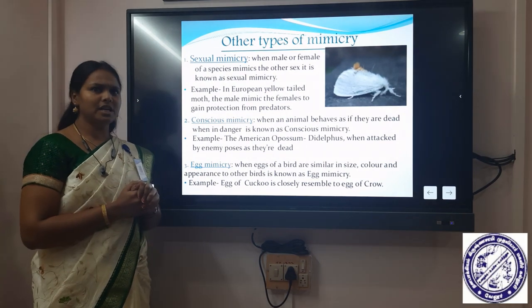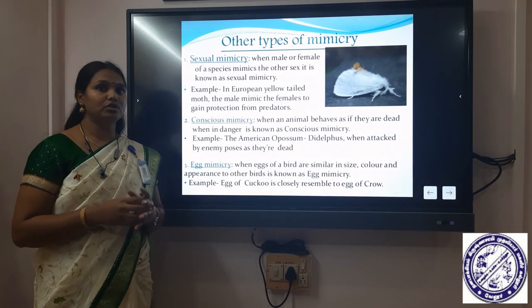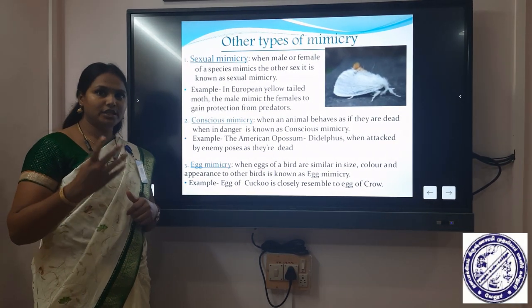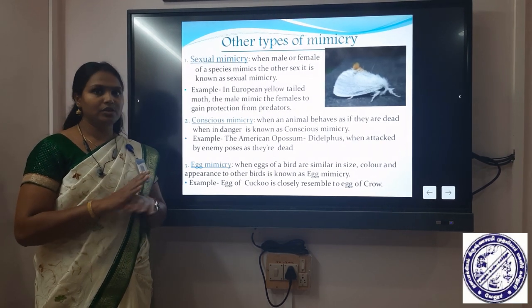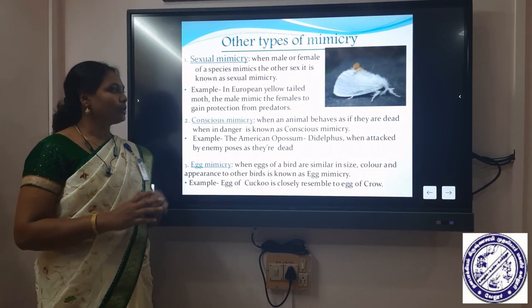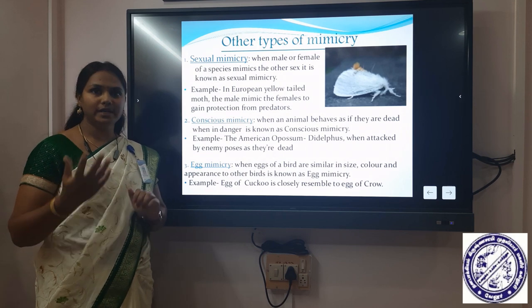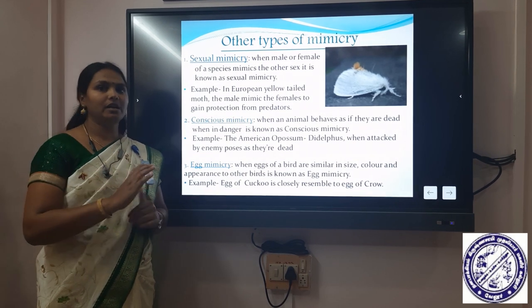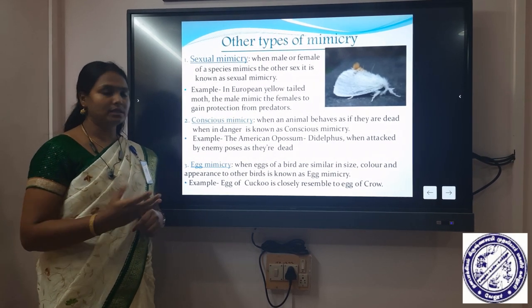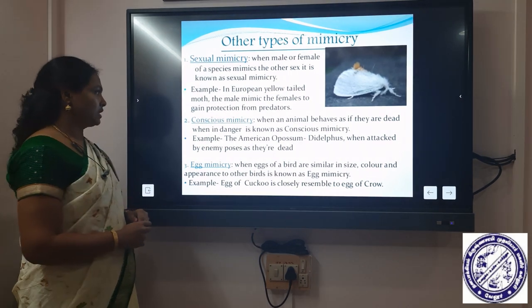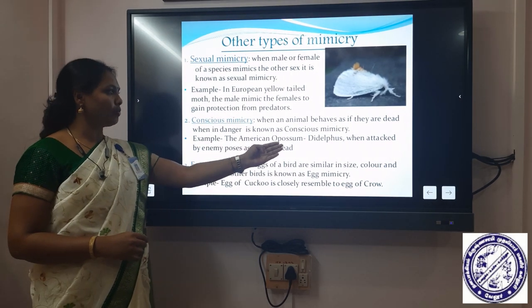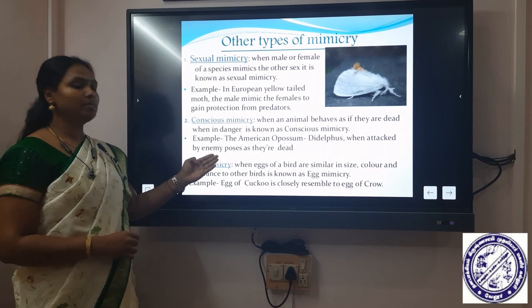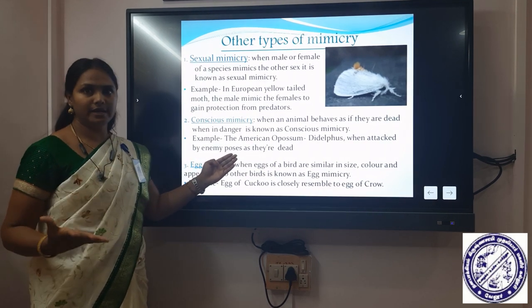So conscious mimicry is when an animal pretends to be dead. In nature, the predators generally don't feed on the dead organisms. So if an organism is behaving as if dead, the predators definitely will not approach them to eat. So in this way they get protected. For example, the American opossum, when they are attacked by an enemy, they pose as if they are dead.